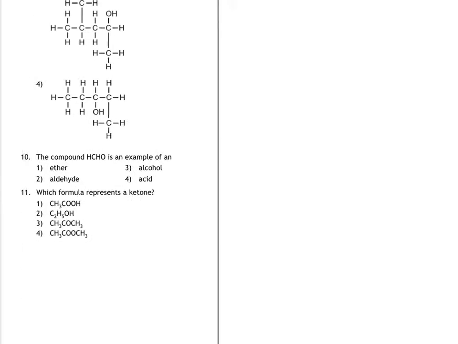All right, so for number 10, the compound HCHO is an example of it, and it's one of the 4 choices. I'm going to write down the structural formula for this guy. So there's only 1 carbon, and all carbons have to have 4 bonds, and this carbon is only making bonds to 1, 2, 3 different atoms. So one of those atoms is going to have to do a double bond. And hydrogen and hydrogen, of course, cannot do a double bond, but an oxygen could.